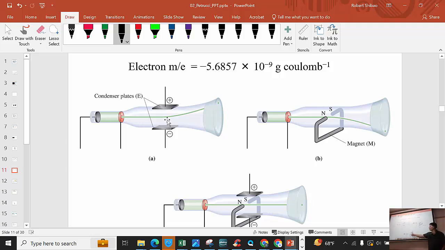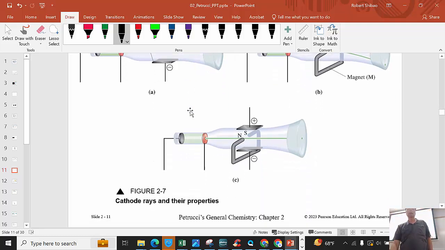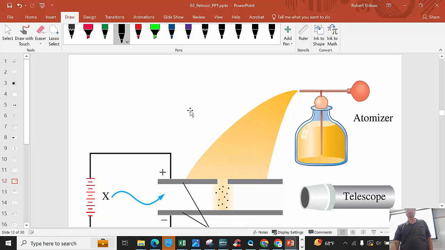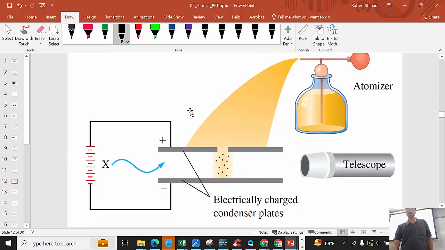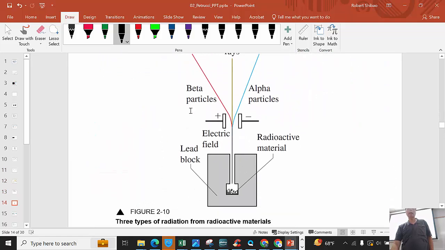This is just showing an electric field canceling out a magnetic field. You can ignore this completely. So this, I'm going to jump ahead here.